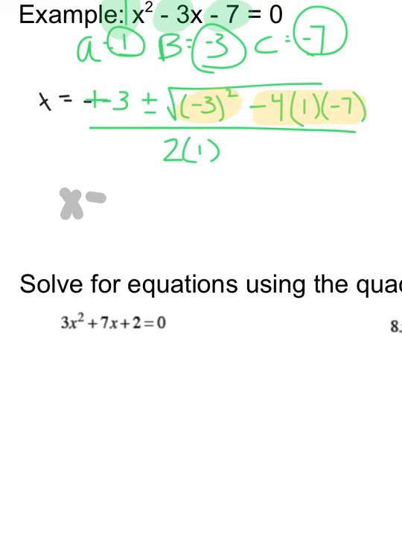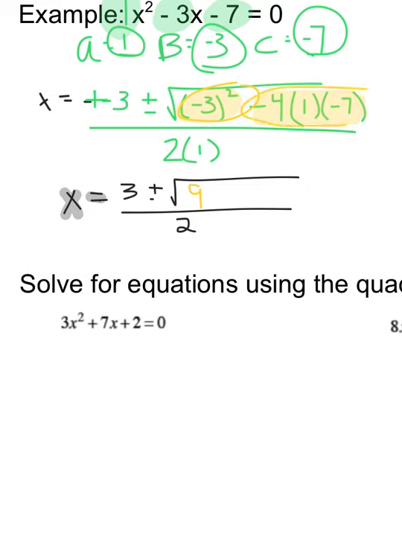X equaled 3 plus or minus square root of something all over, and 2 times 1 is 2. So that part under the square root, negative 3 squared makes positive 9, and then negative 4 times 1 times negative 7 is positive 28. So I have to put a plus 28.